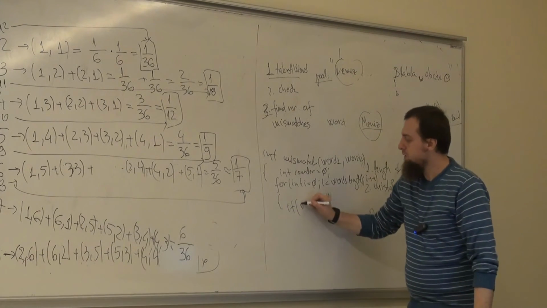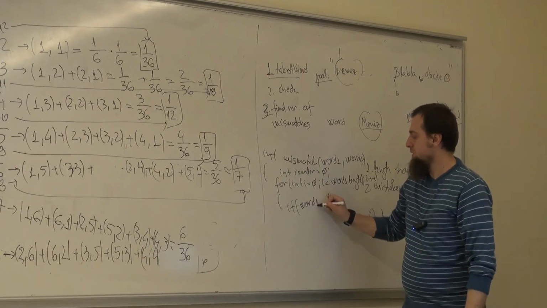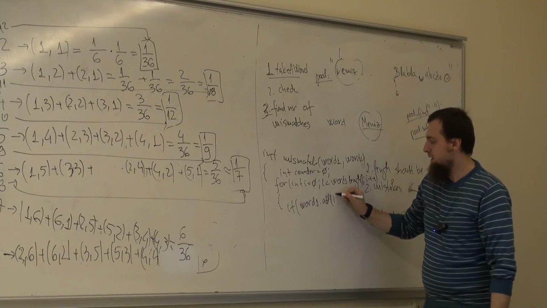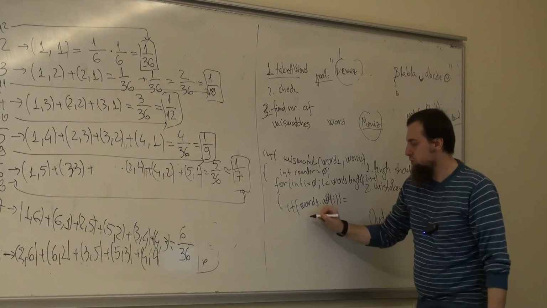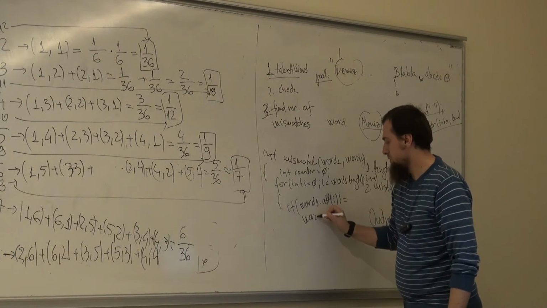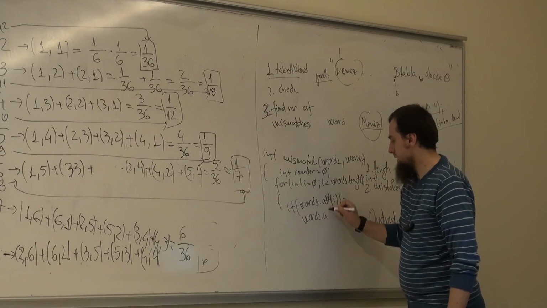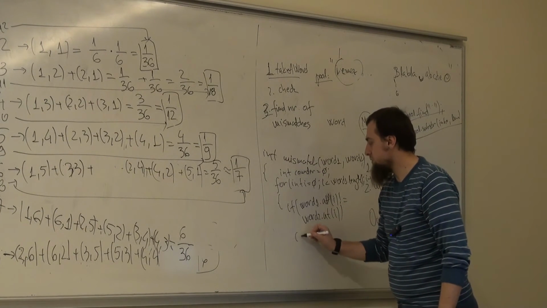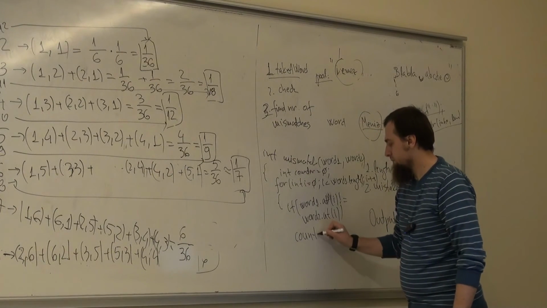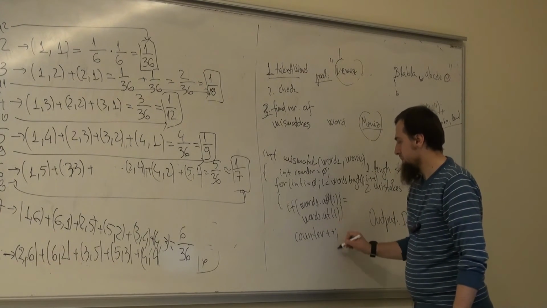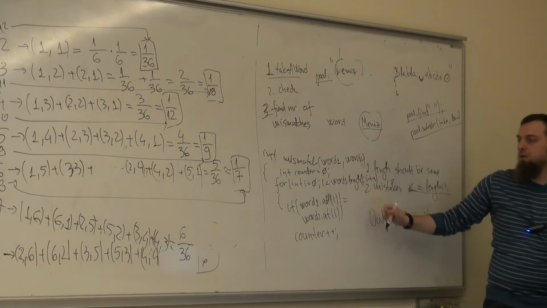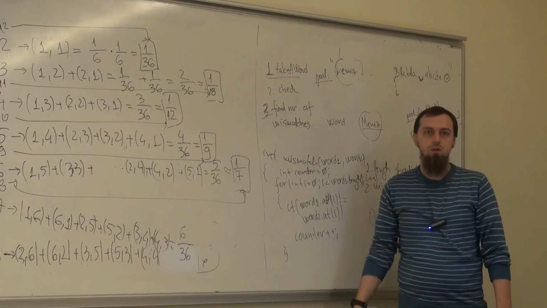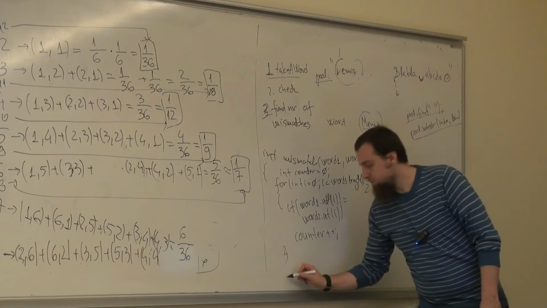So if word 1 at I is not equal to word 2 at I, then very nice. Counter plus plus. And you do it from 0 up until the length. What should we return? The counter.